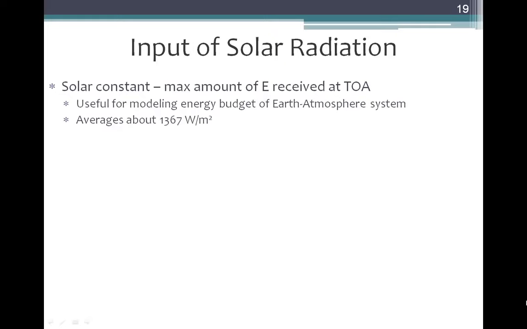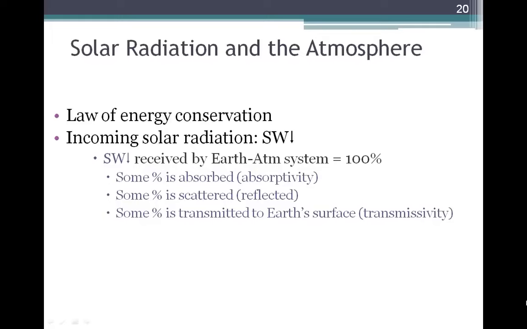The solar constant is useful for us when we model what happens to solar radiation and what amount of energy is going to be left for the Earth atmosphere system. The law of energy conservation says that we need to be able to account for all the energy that comes in. So in this case, we're talking about incoming solar radiation, and I'm going to designate it by this symbol, SW, for shortwave radiation incoming. So it's coming into the Earth atmosphere system from the sun.